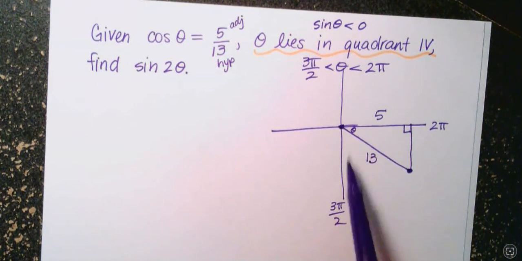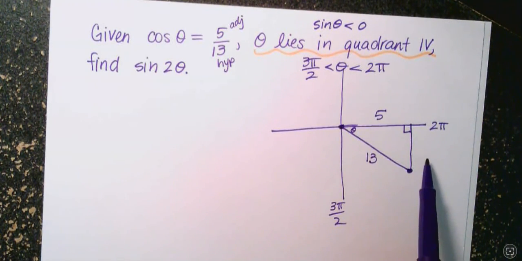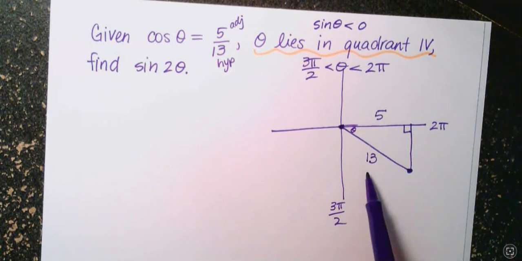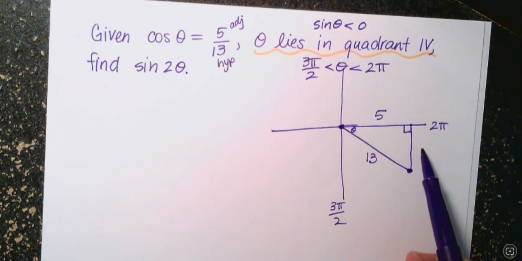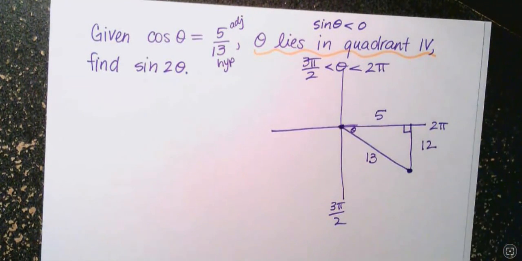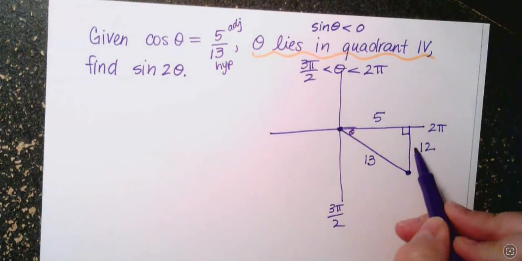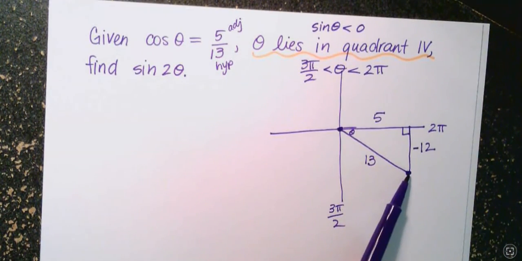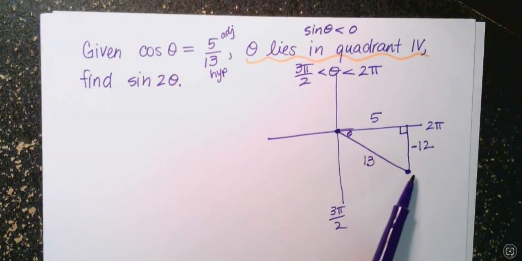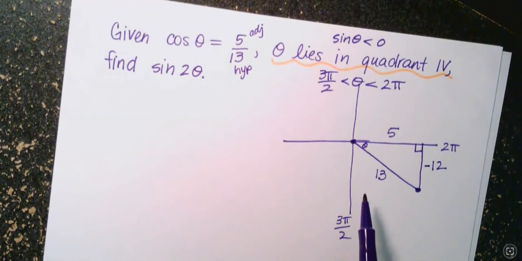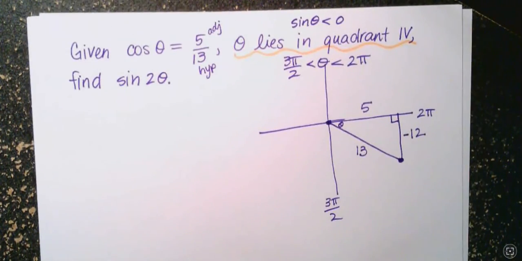I'm going to use the Pythagorean theorem. 5 squared plus the missing side squared equals 13 squared. That's 25 plus missing side squared equals 169. Missing side squared is 144 then. This is 12. But the fact that we're in the 4th quadrant matters. That's actually a negative 12. Remember we said this is where cosine is positive and sine is negative. Sorry, I'm having trouble with this because I drew this picture a little janky.